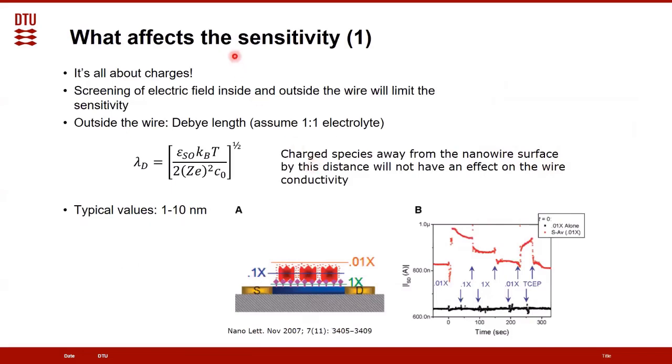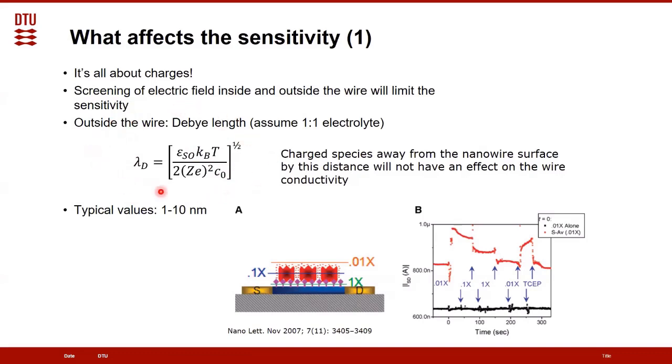So what does affect the sensitivity of the nanowire? Well, it's all about these charges. Sensitivity is limited by screening of the electric field inside and outside the wire. If we focus on the outside of the wire, then this is an electrolyte. That means there are free ions here, and depending on the concentration of the electrolyte, there will be a double layer forming on the surface of the nanowire.